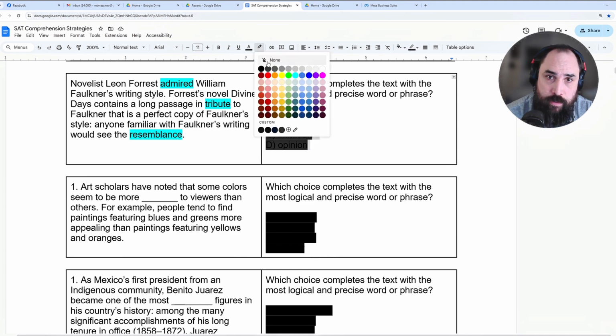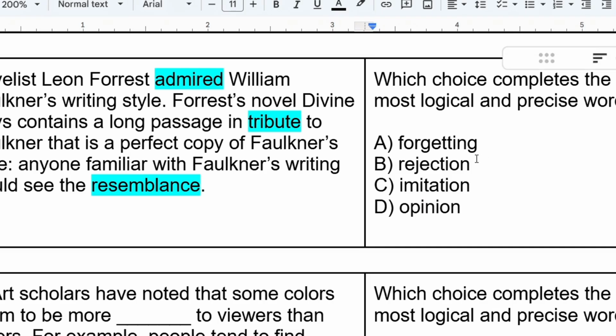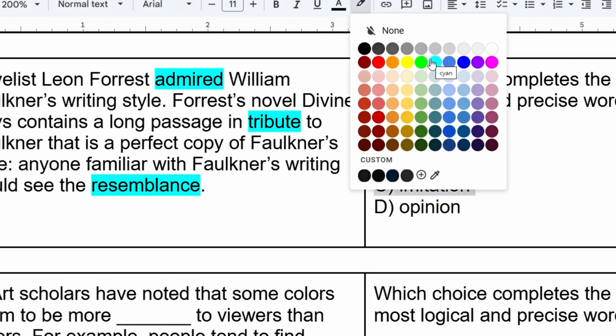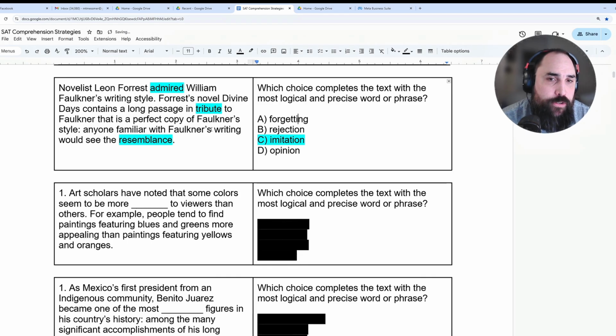We have A, forgetting, B, rejection, C, imitation, and D, opinion. I think it's a pretty safe bet to say that imitation most closely matches our test phrase of copy. Now, it's also worth saying that if you can't think of a test phrase, you can also simply plug in words from the passage. I think resemblance or tribute would both fill in the blank rather nicely.